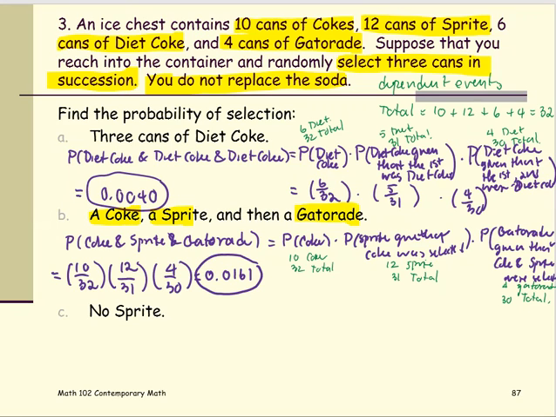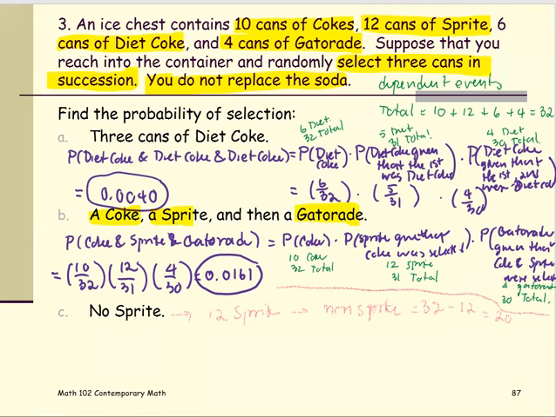And the last one, to find the probability of getting no Sprite, we have the total 12 cans of Sprite. So put the note here, 12 Sprite in the chest. So that means the non-Sprite is going to be the total, which is 32 minus 12, or 20 of them that are not Sprite.